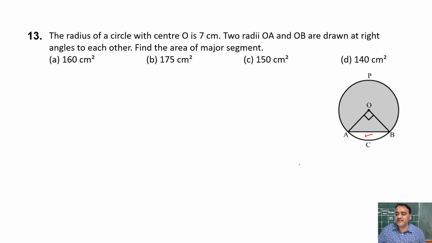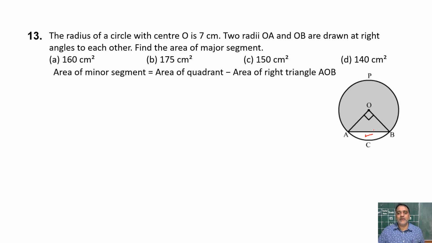ठीक है. सो माइनर सेगमेंट के लिए कैसे करेंगे हम लोग? एरिया ऑफ माइनर सेक्टर माइनस एरिया ऑफ ट्रायंगल AOB. और माइनर सेक्टर यहाँ पे क्वाड्रेंट है बिकॉज 90 डिग्री इट इज गिवन राइट एंगल्स. So area of quadrant is 1/4 pi r square and area of right triangle is half into base into height, that is half into OA into OB. This step is cleared, all of you?